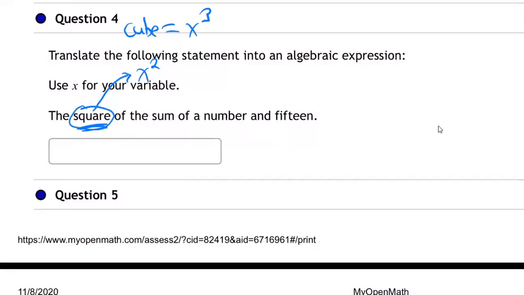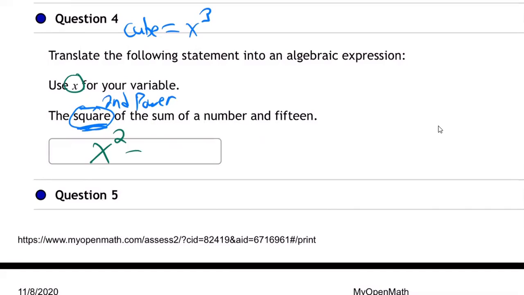So they want second power of something, don't they? Not just of x, but the second power of whatever it's talking about. So we know we're going to put a 2 power on something. So the 2 power on what? The sum of a number and 15. Oh, and we're supposed to use x for a variable. So x squared.